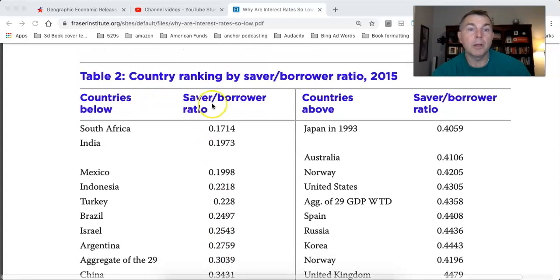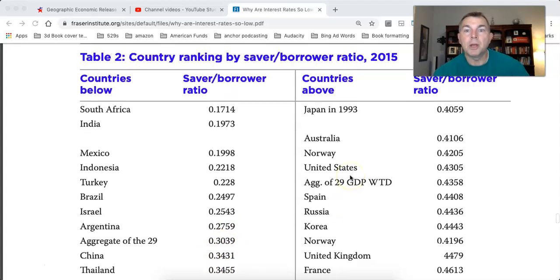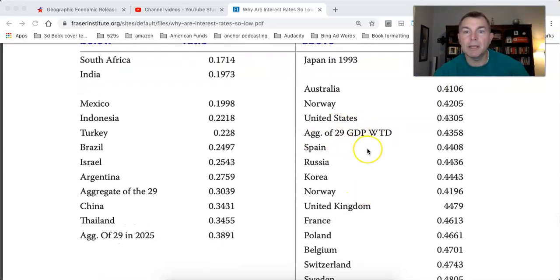And here we are, countries below, and right now, none of these are much of an economic powerhouse. South Africa, India, Mexico, Indonesia, Turkey, Brazil, Israel, kind of, Argentina, nah. China's above the aggregate of the 29. Thailand, again, not much. Countries above where Japan was in 1993. I mean, all the bigwigs, look at that, man.